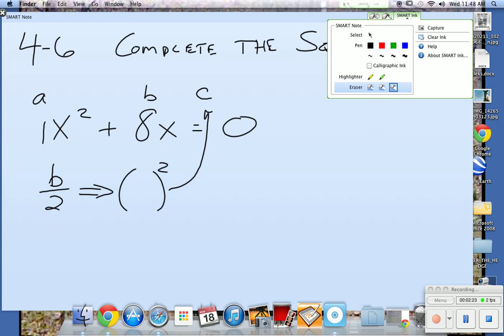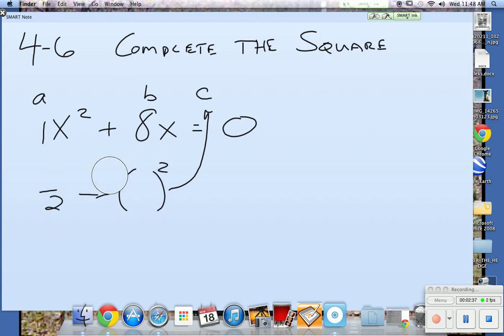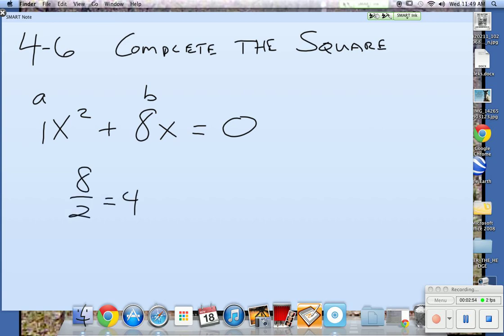In this case here, we're going to take 8. We're going to go 8 divided by 2, which equals 4. To find our C, we're going to take 4 squared, which is going to equal C. So C is going to equal 16.